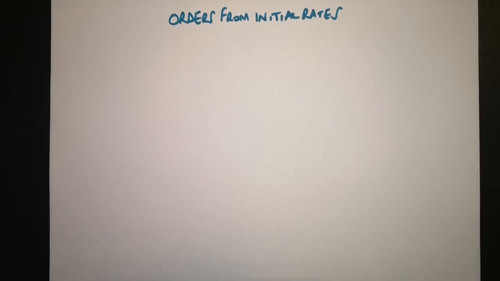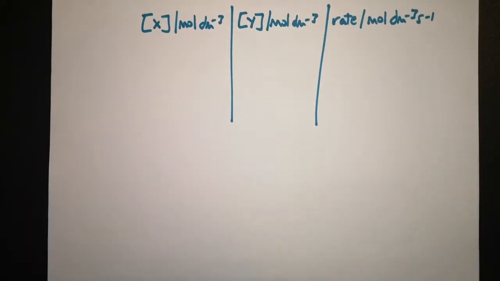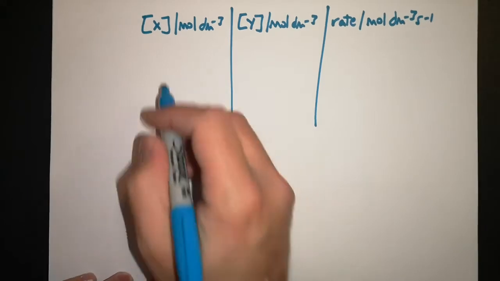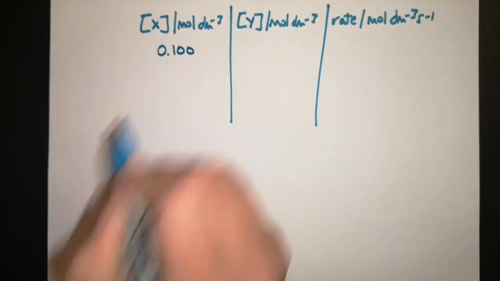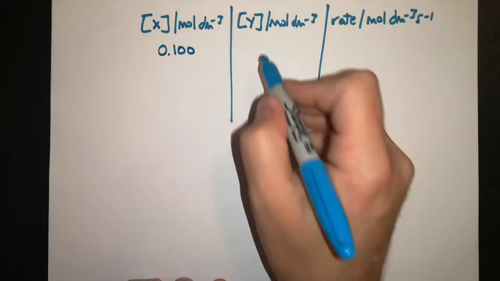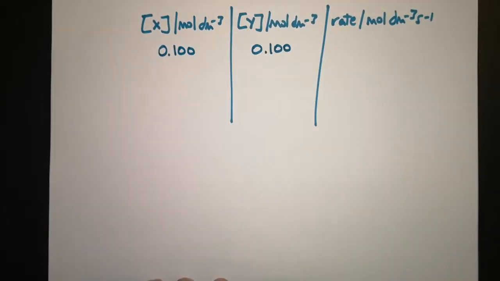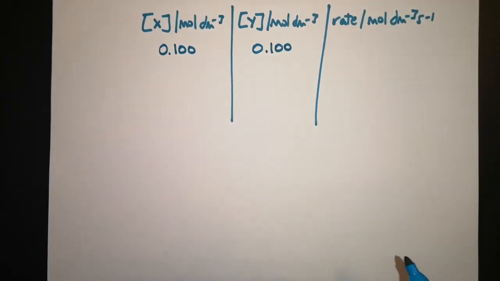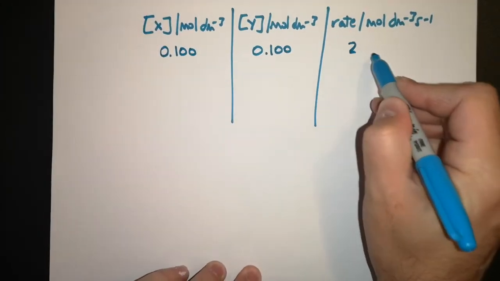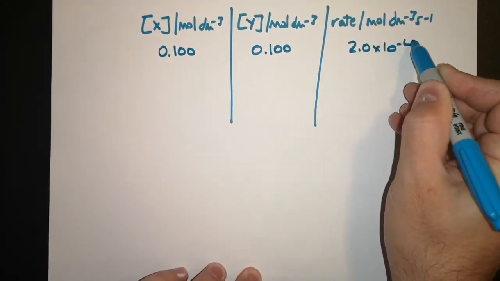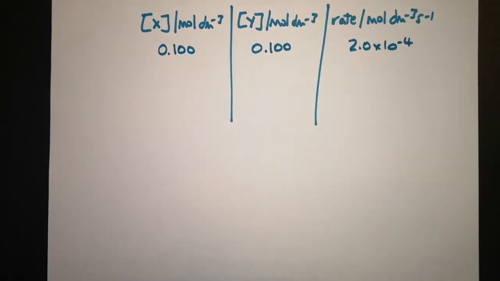So the whole idea of an initial rates investigation is to sequentially change the concentrations of different reagents and see what sort of effect that has on the rate. For example, if I had a reaction in which X and Y were reacting together, I could do a baseline experiment with 0.1 mole per decimeter cubed of X, 0.1 mole per decimeter cubed of Y, and then determine the rate of reaction. Let's say that was 2.0 times 10 to the minus 4 moles per decimeter cubed per second.